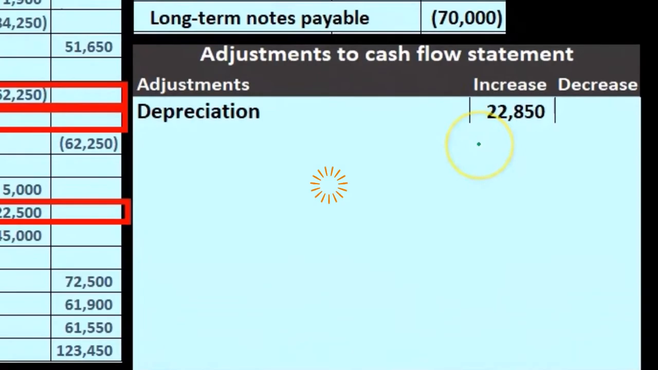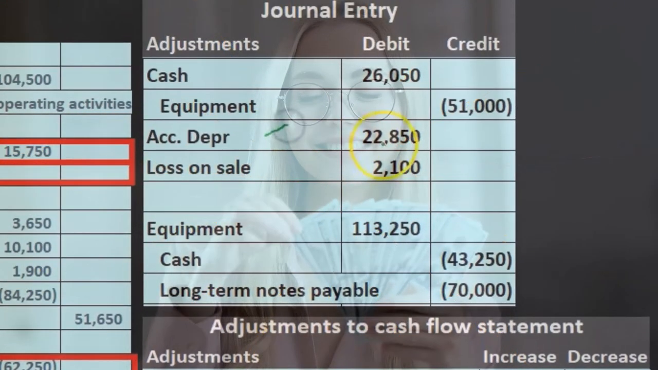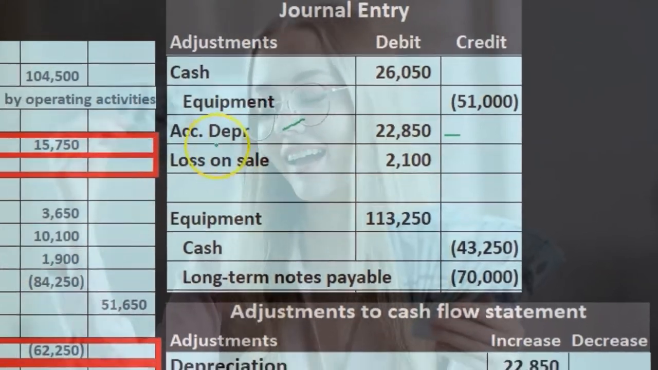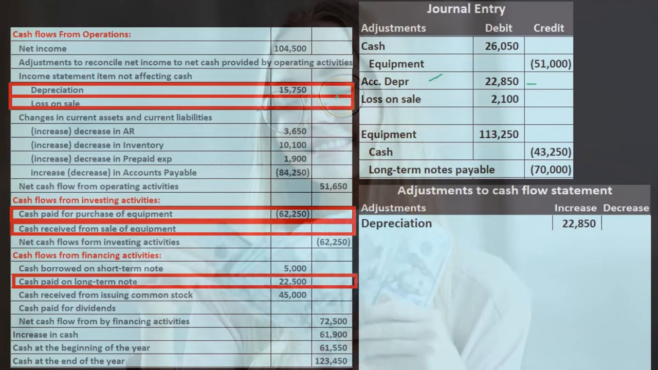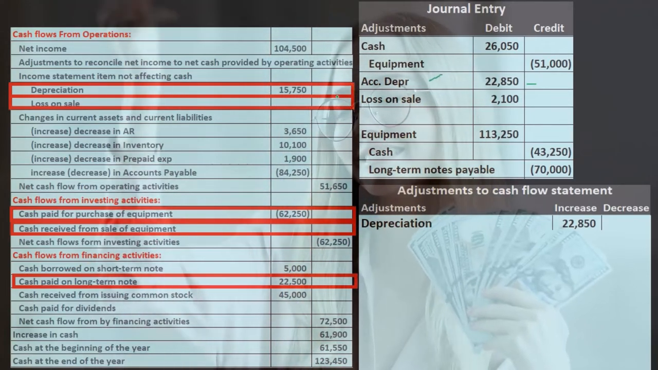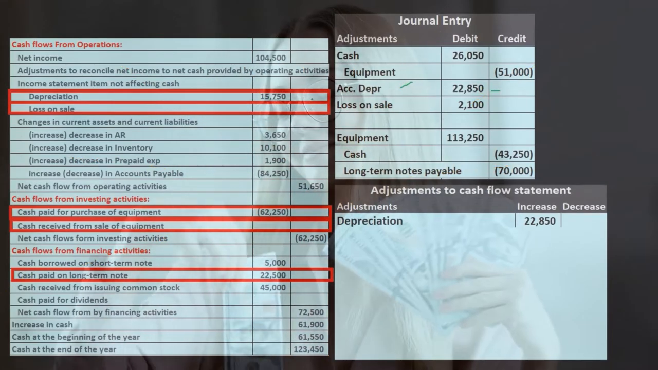So first, the depreciation. We're going to say we adjusted depreciation. That's going to be basically this number we're picking up. And we can verify that by saying, okay, if we increase the depreciation by $15,750, will that come out to the depreciation on the income statement? And we'll see that it will. We'll have to check that.